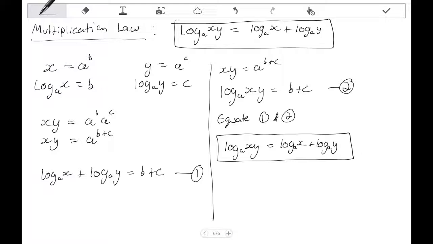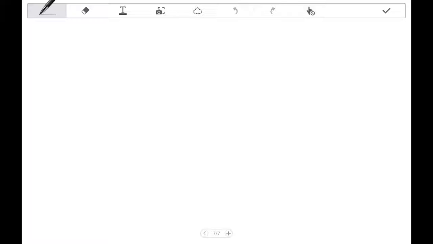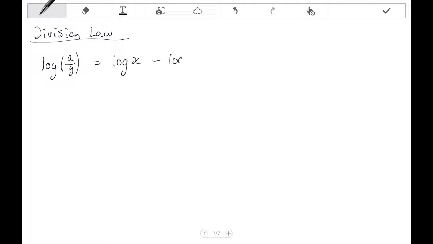The next law, I'm not going to derive because it comes from the exact same place as the multiplication law, and it's the division law. All you do this time is divide instead of multiply, and you get that log of x over y, and I'm not going to write the base in now because we know that it's all the same base, is equal to log of x minus log of y.